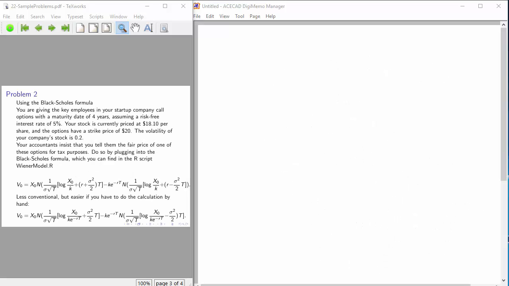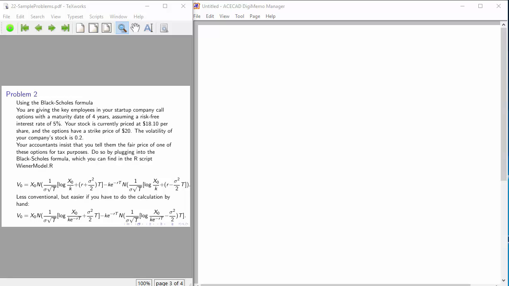So you ask, how do we use this? Well, let's imagine a practical situation. You got your startup company going. To keep your employees happy, you give them some call options. You want to have them stick around for a while, so you make them mature 4 years in the future. Let's assume a risk-free interest rate of 5%. The Fed is sort of moving in that direction these days. Your stock is currently priced at $18.10 a share. You give the options a strike price of $20, and the volatility is 0.2, which means that the variance over time is going to be 0.04 times t.